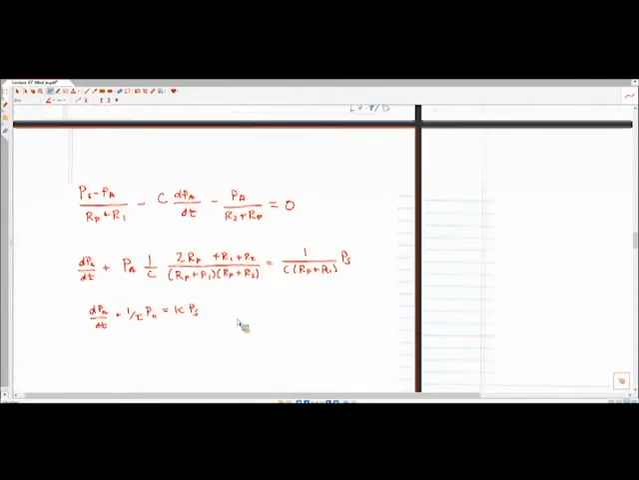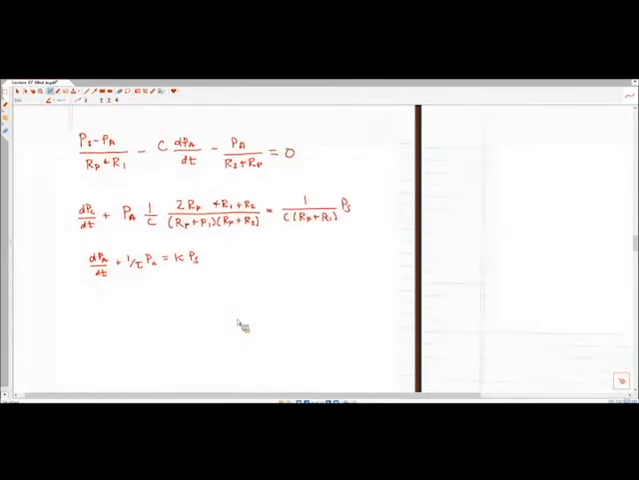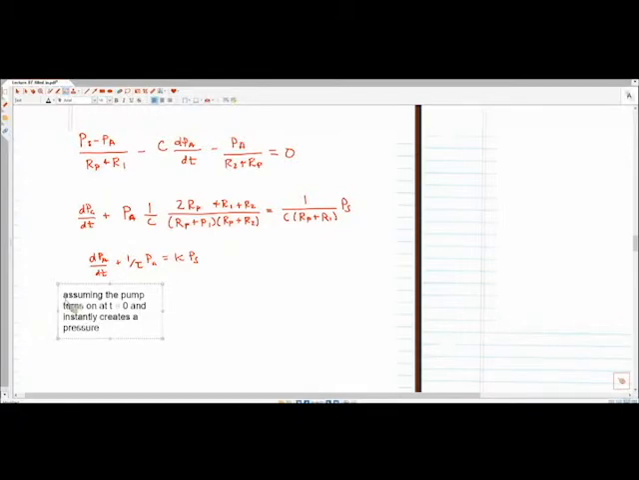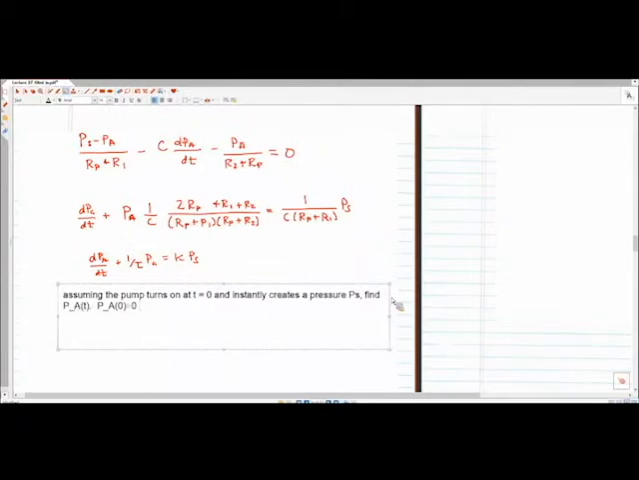So then a little side question: assuming the pump turns on at t equals 0 and instantly creates a pressure PS bar, find PA of t. PA of 0 is equal to 0.